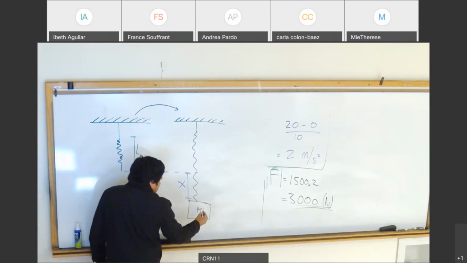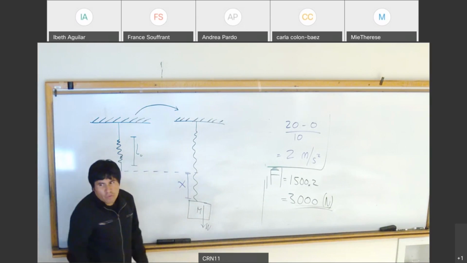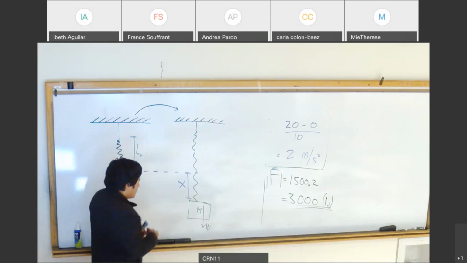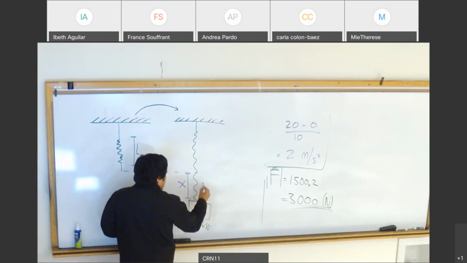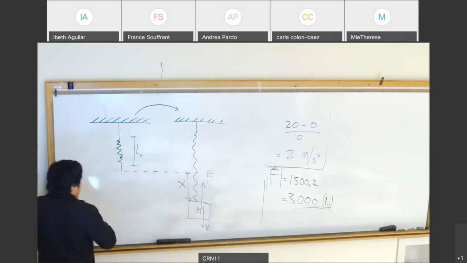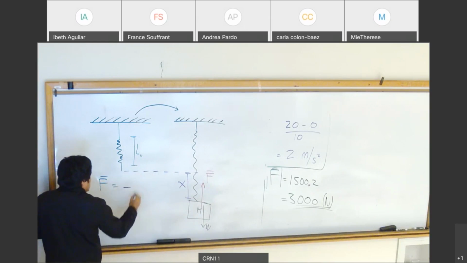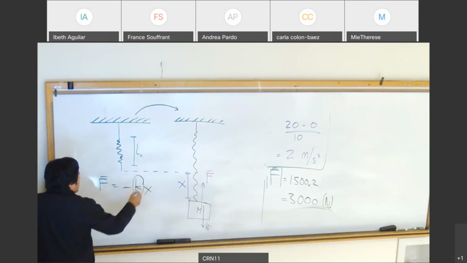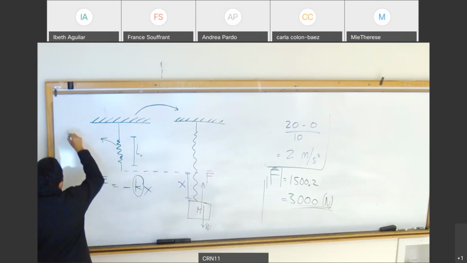What forces are acting here? The weight. But there has to be another force to make it in equilibrium. There is a force pulling it upwards. This is Hooke's law. That force is equal to minus kx. And what is k? K is the constant of the spring. Or we can call it the spring constant.